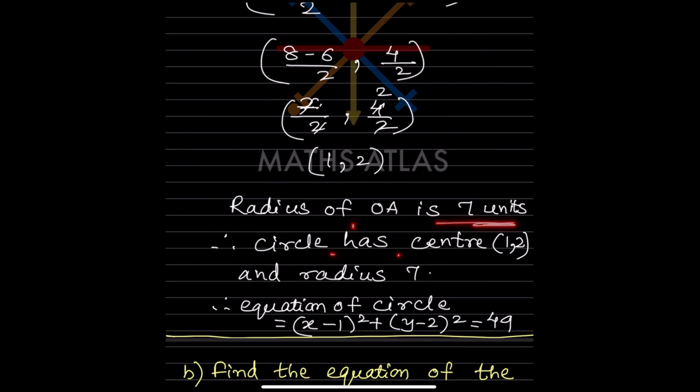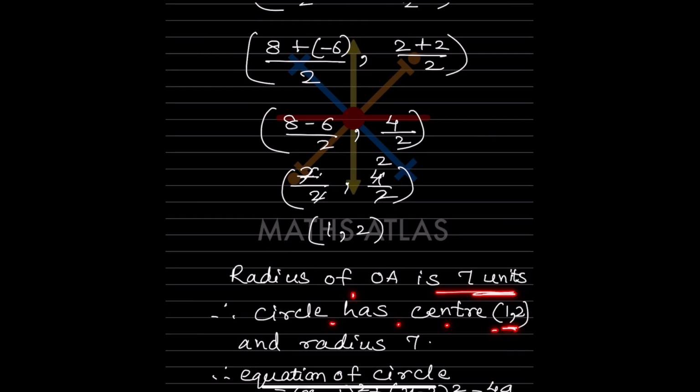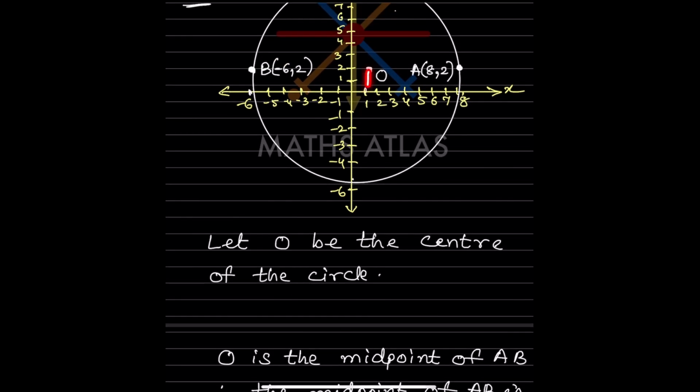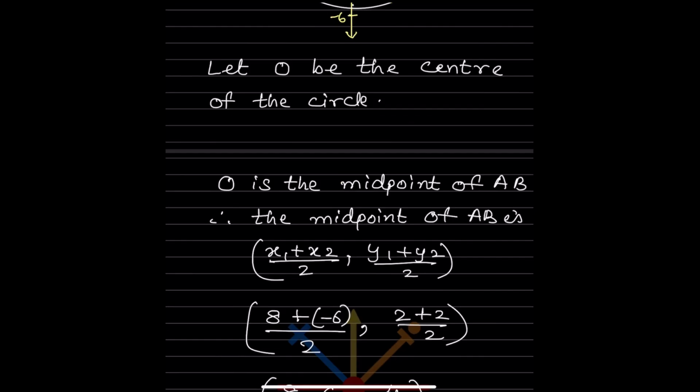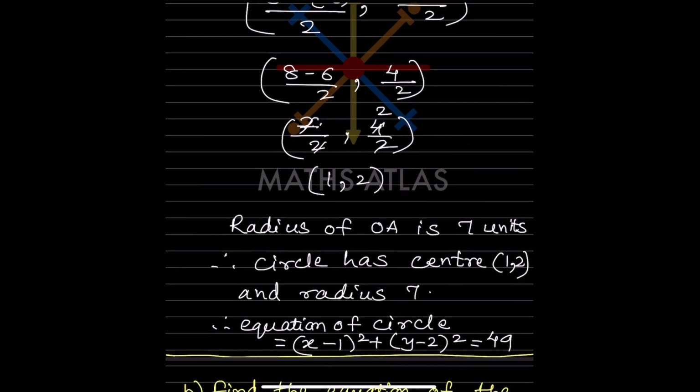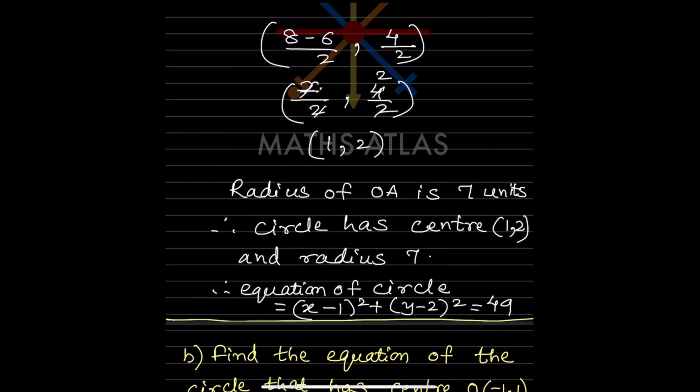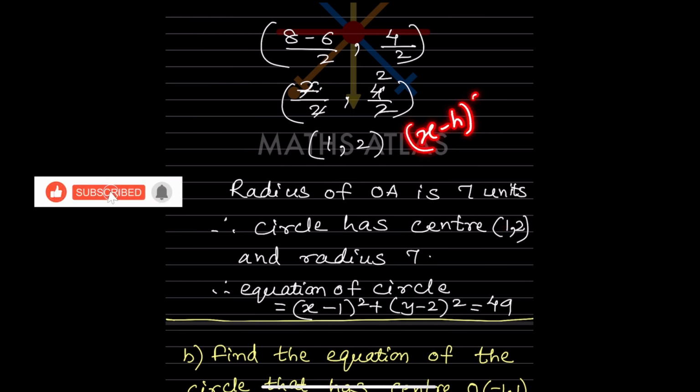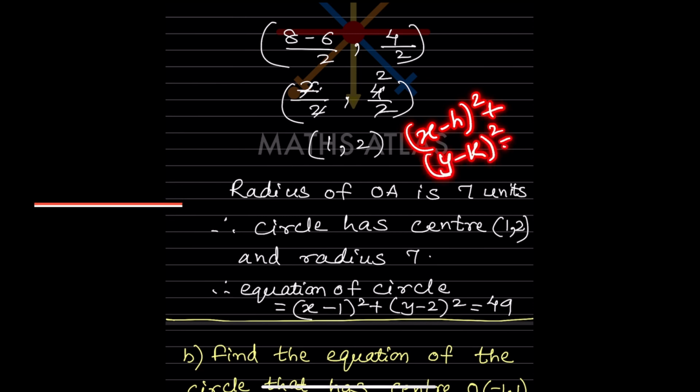So the circle has center, what we can say, that is (1, 2), as we have seen. This is (1, 2). This is the center, what we have got over here. And the radius is 7. So we are going to put the equation of the circle as, the formula is (x - h) whole bracket square plus (y - k) whole bracket square is r square.